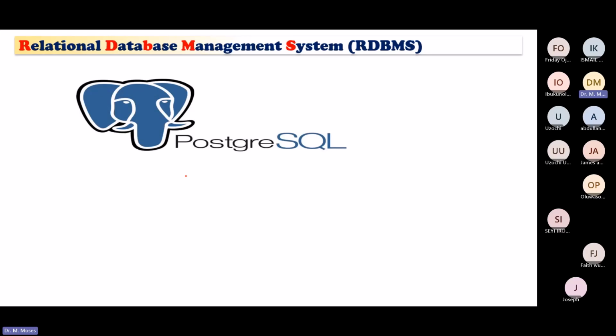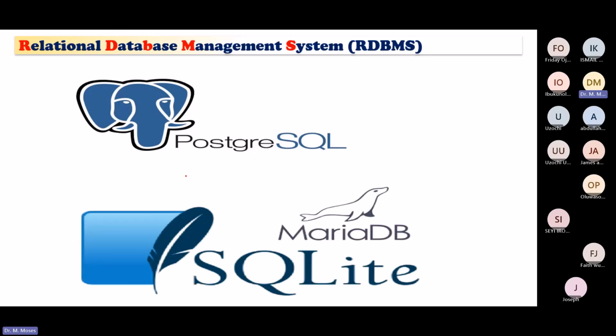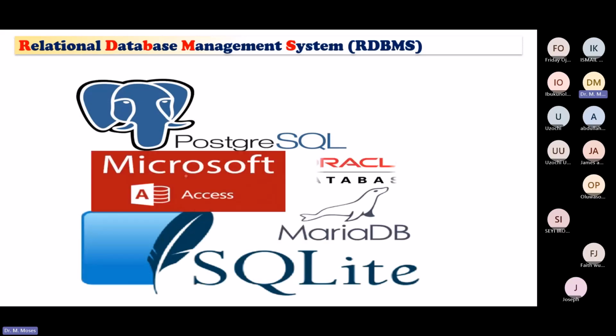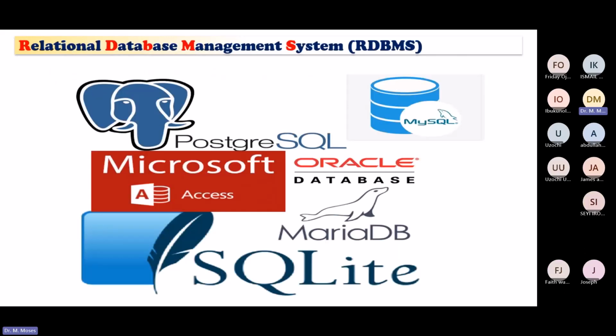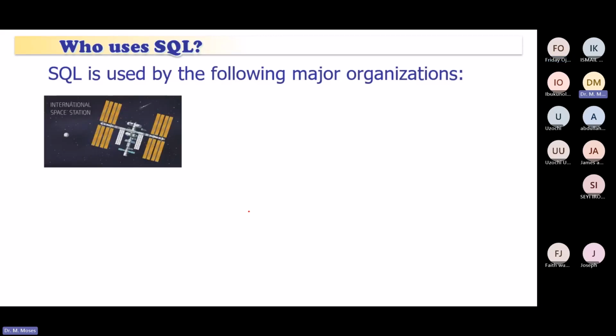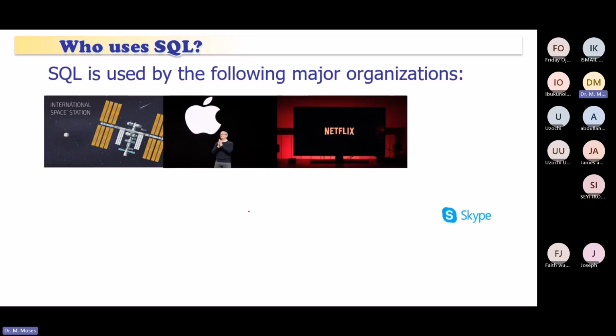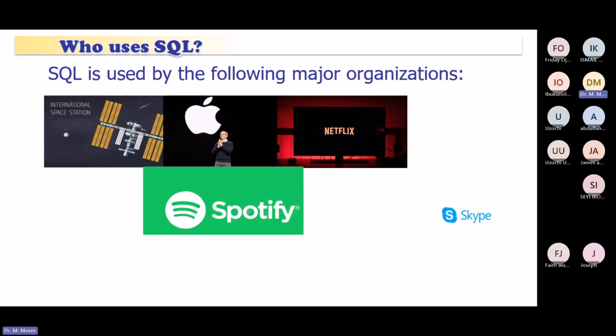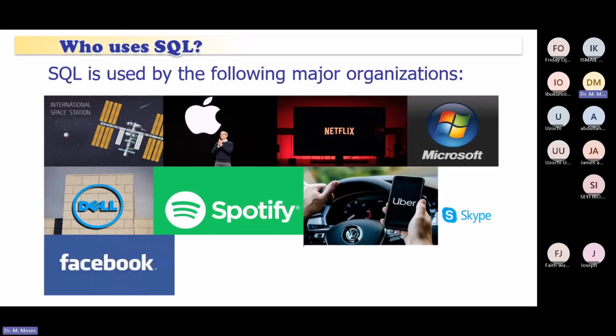And we gave examples: PostgreSQL, SQLite, MariaDB, Microsoft Access. These are examples of relational database management systems that store data in tables. Next, we gave examples of major organizations that make use of SQL, and it's interesting to know that the International Space Station is one of them. No wonder learning SQL can actually skyrocket your potential, because even the International Space Station is powered by SQL. Other big organizations that we are familiar with make use of SQL. So SQL is not old school, okay?